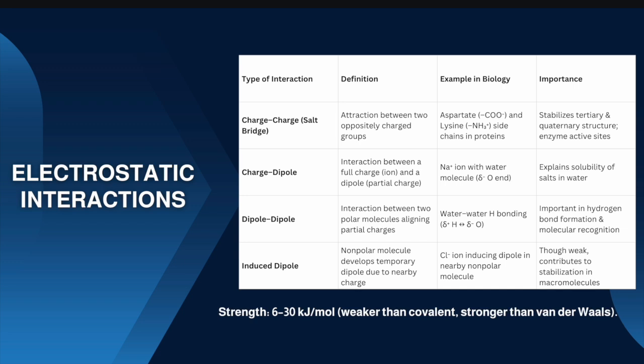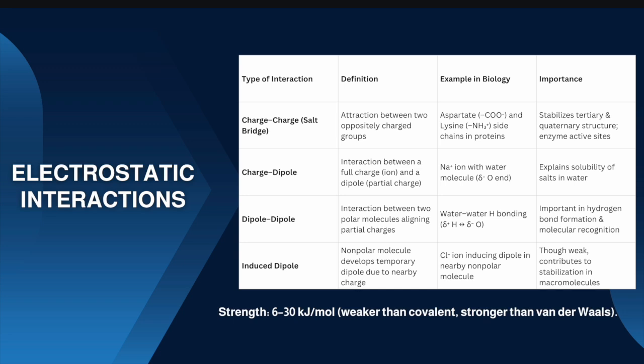Charge-charge, the salt bridge type. We have already discussed it, like ionic bonds, we just call them. It is a type of salt bridge when we are talking about biomolecules. There is attraction between two oppositely charged groups, like the negatively charged acidic amino acid and the positively charged, that is basic, amino acid in proteins. They form these salt bridges. So they help in stabilizing the tertiary and quaternary structure and are also found in the active sites.